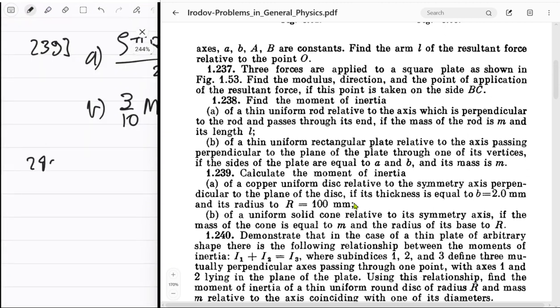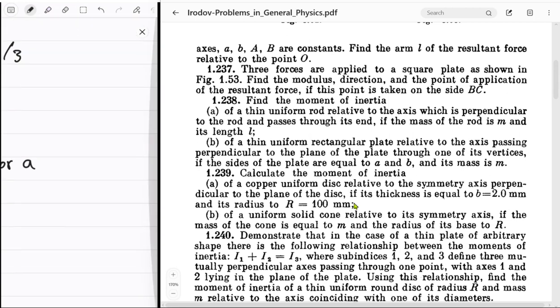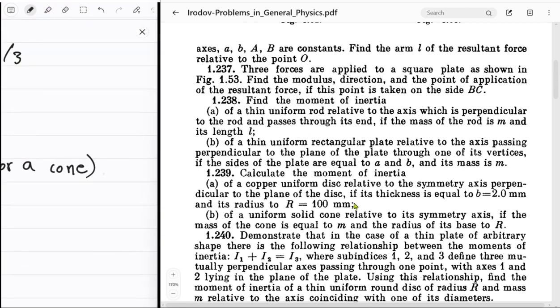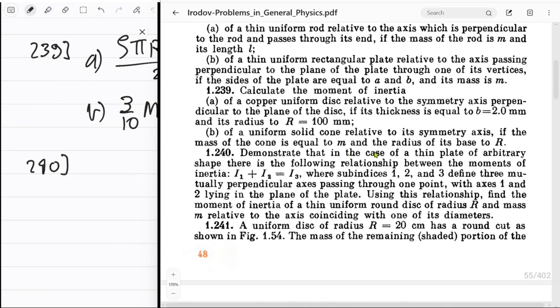240. It's like for a cone. I'm just going to write it down because later on I'm going to copy this. And I should make a list of all kinds of different inertia, because that will be very helpful for revision. Anyway, 240. Right, radius is given. Okay.